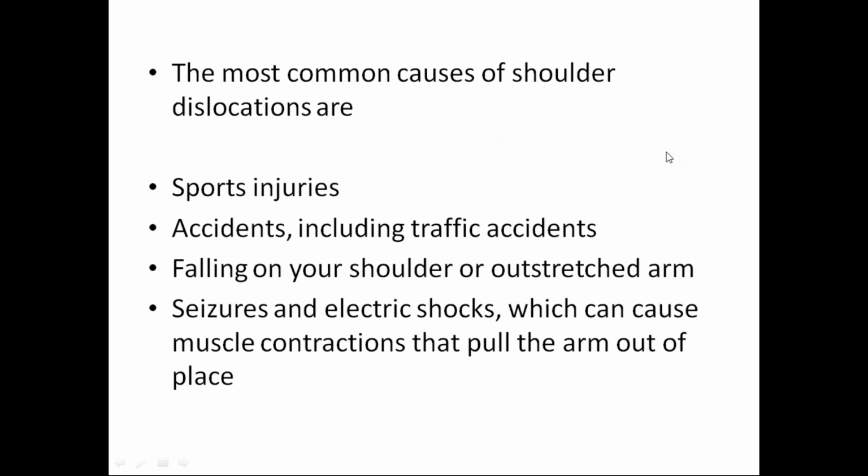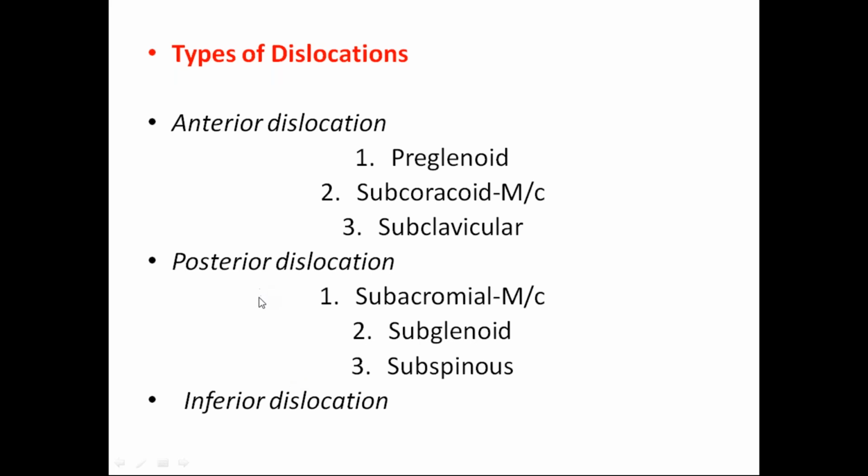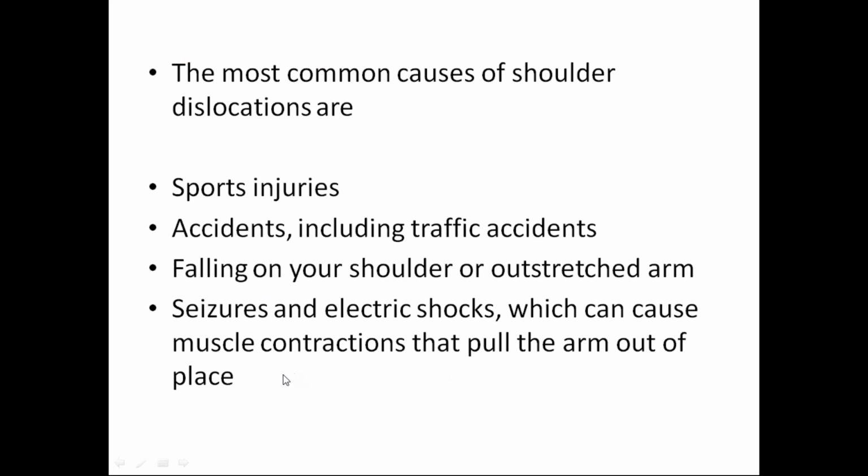So what are the causes of shoulder joint dislocation? The most common cause for shoulder joint dislocation is sports injuries, and then accidents, including road traffic accidents, and falling on an outstretched hand. Sometimes seizures and electric shocks, which can cause muscle contractions that pull the humerus out of place, lead to shoulder dislocation. So violent muscle contraction can also lead to shoulder dislocation.